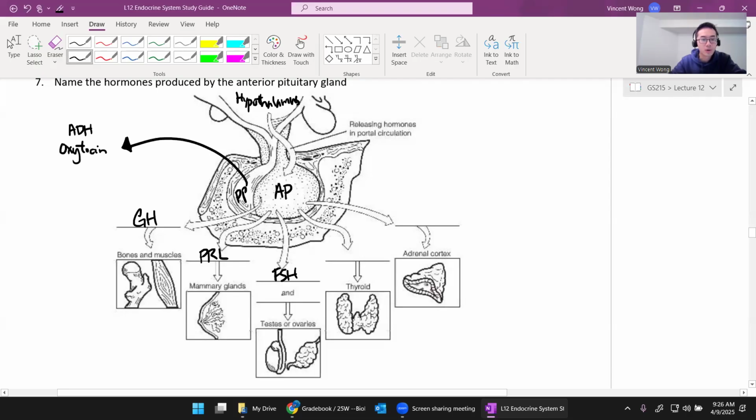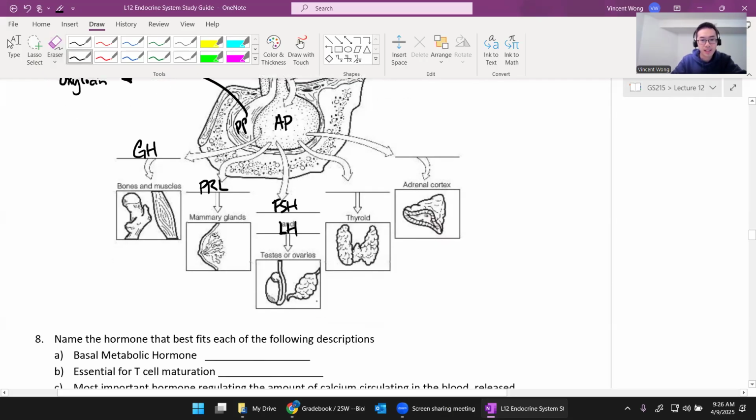FSH always goes with the other one. They are like traffic and withered, always together. There you go. FSH and LH. Okay, now that's going to, again, use every opportunity you have to review the stuff.